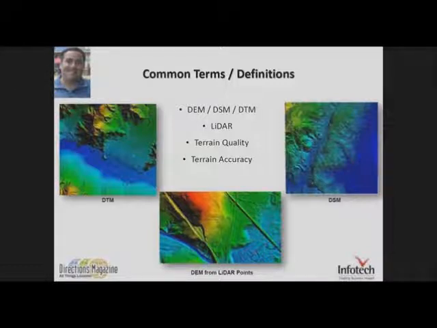A DSM is a more encompassing elevation model, which includes both natural and artificial features on the ground. LiDAR will be discussed a little later on in this webinar on how it is used as source data, but right now I'd like to give a simple explanation of what LiDAR is. LiDAR stands for Light Detection and Ranging.